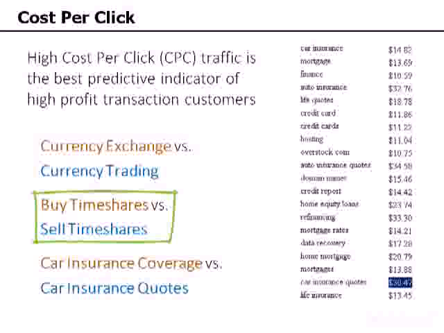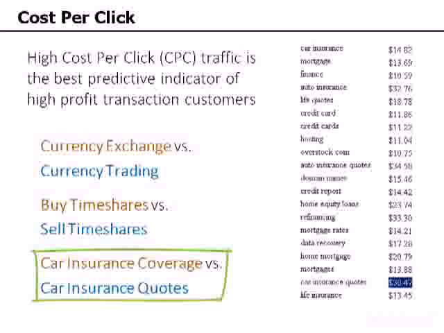Buy timeshares versus sell timeshares. Obviously different intent here, someone looking to purchase versus someone looking to sell. And those seller leads are actually the ones that the people in that business want. Car insurance coverage versus car insurance quotes. This is someone that's thinking about more information versus someone who's thinking about buying. And you can see the differences in cost per click because the first doesn't convert as highly as the second. So we start to understand this a little bit better, that cost per click is a good indicator of high profit or high value customers.